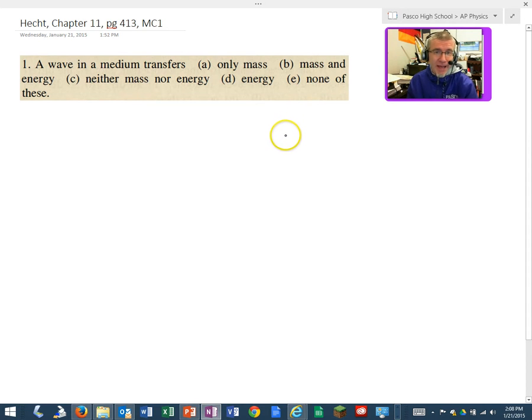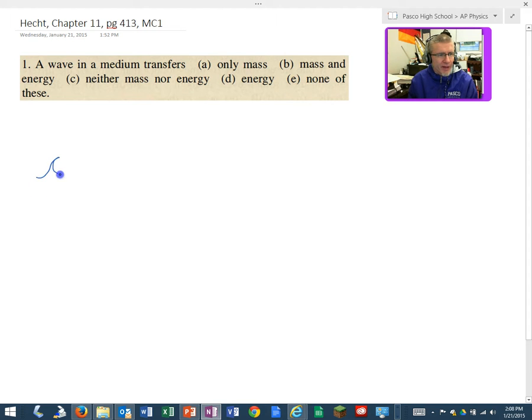We're talking about waves. We're in Hecht, chapter 11, page 413. We're going to do some multiple choice questions here. So let's get started. A wave in a medium transfers A, only mass, B, mass and energy, C, neither mass nor energy, D, energy, or E, none of these.